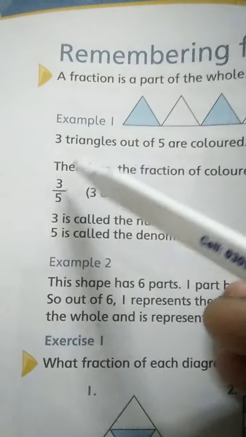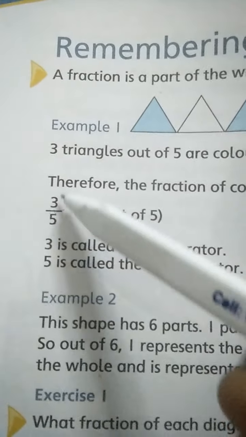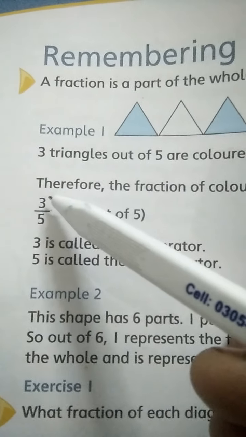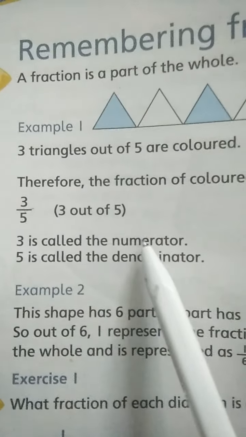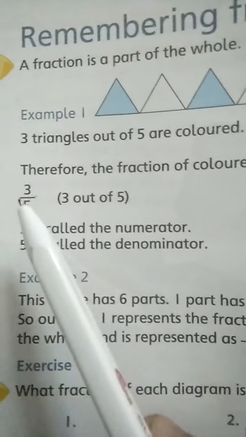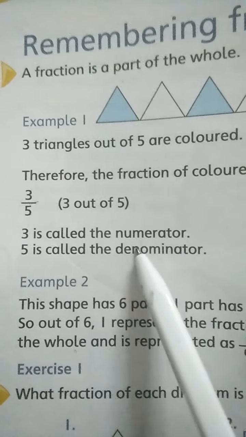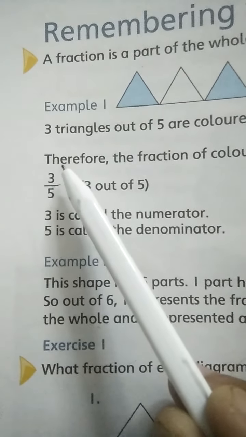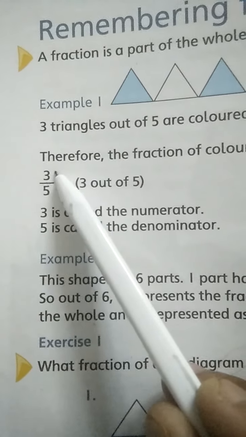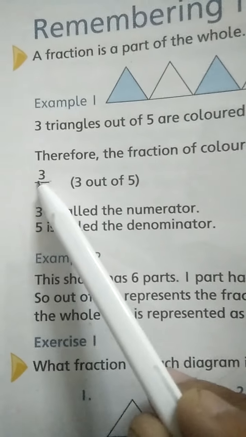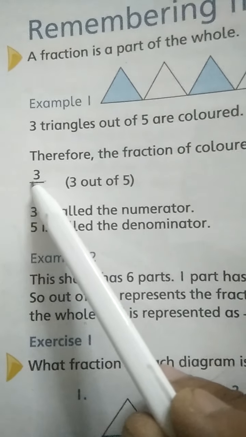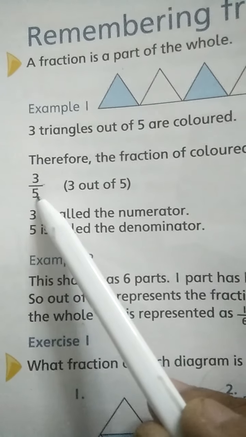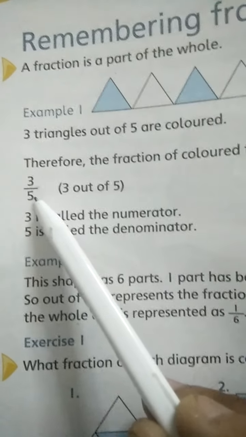Listen, what is a fraction? When we write 3 divided by 5, 3 is called the numerator and 5 is called the denominator. The value at the upper side is called the numerator, and this is the division bar. 3 divided by 5: this is the division bar, and 5 is called the denominator.